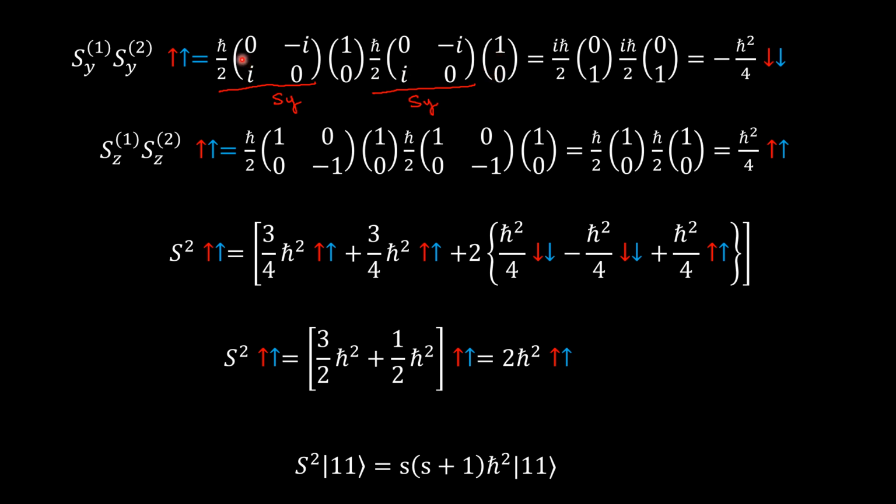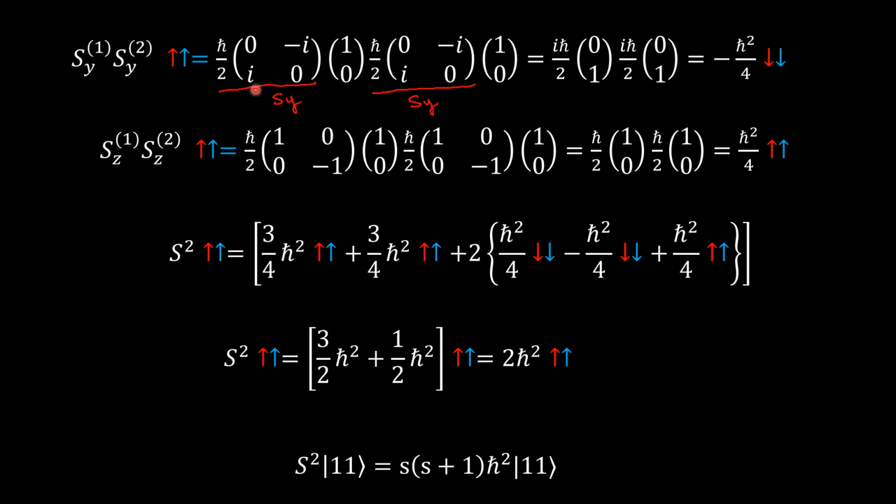Now you multiply the first row and first column, you will get 0. Second row, first column, you will get i. So that I am bringing outside the matrix. That is ħ/2 will become iħ/2. You do the same thing here, you will get the same thing, iħ/2, [0, 1].